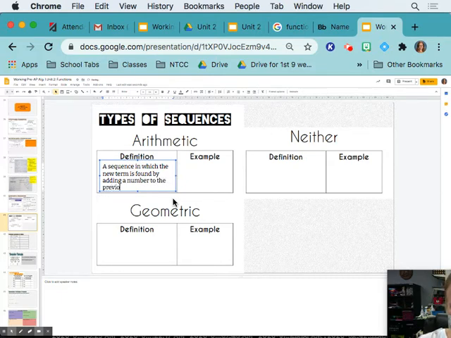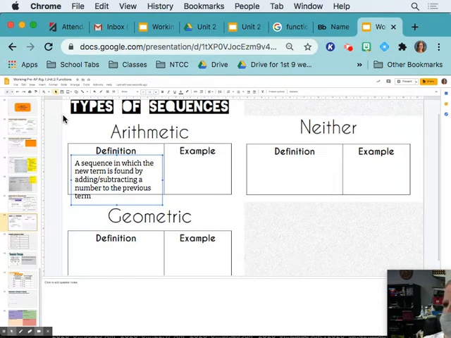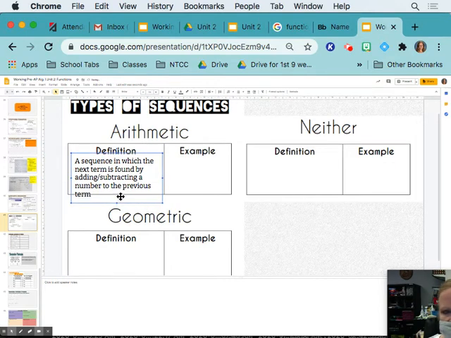Wait, but couldn't you subtract too? Yeah. So we could put in there slash subtracting. Can y'all see that, or is it too small? There we go. That's a little better. A sequence in which the new term, or the next term, is found by adding or subtracting a number to or from the previous term.